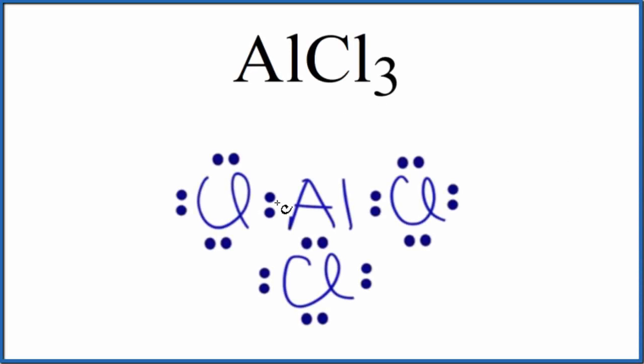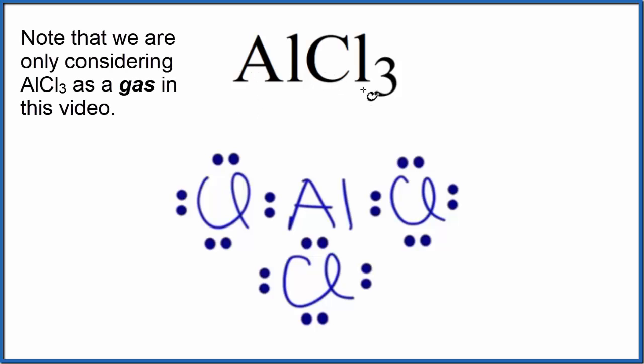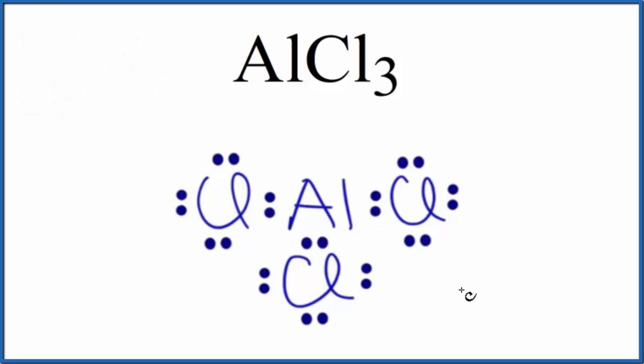In this video, we'll look at the molecular geometry for AlCl3. This is aluminum chloride, sometimes called aluminum trichloride. The first thing we need when we look at the molecular geometry is a Lewis structure. So if you drew the Lewis structure for AlCl3, you'd end up with something like this.